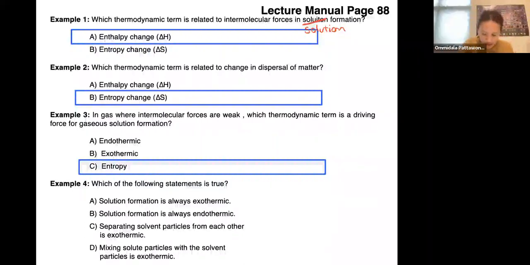Which of the following statements is true? Okay, so let's take a look at A. Solution formation is always exothermic. That's not true, right? It's not always exothermic. It's not always endothermic. So A and B, you can eliminate those.